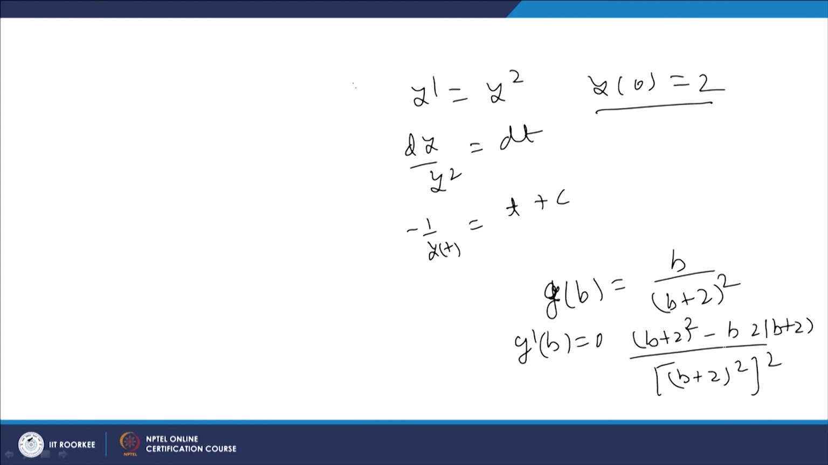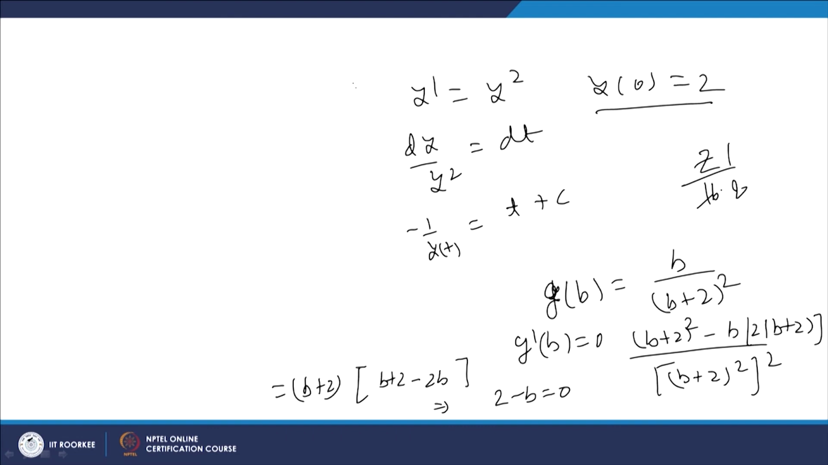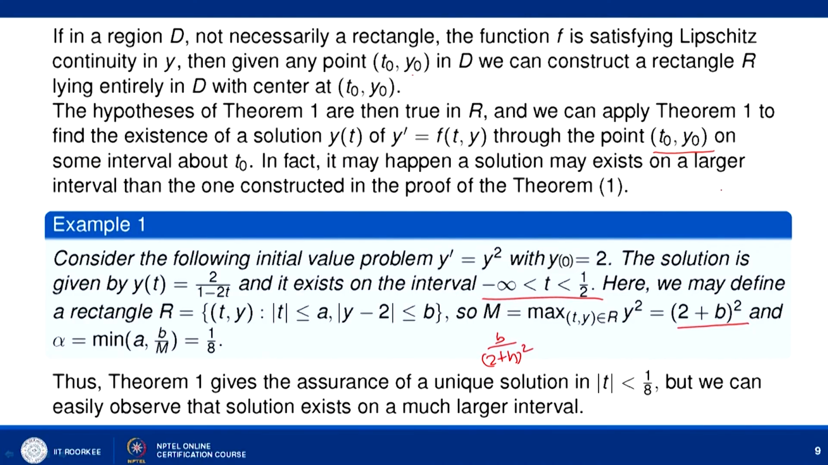If you simplify this, you can take b plus 2 out, and you have b plus 2 minus 2b. You can easily see that g dash b equals 0 provided that 2 minus b equals 0. So we get the maximum value at b equal to 2, and the maximum value of g(b) is going to be 2 upon 2 plus 2 whole square, which is 2 upon 16, so it is 1 by 8. It means that the interval in which this solution is guaranteed has alpha equal to 1 by 8.